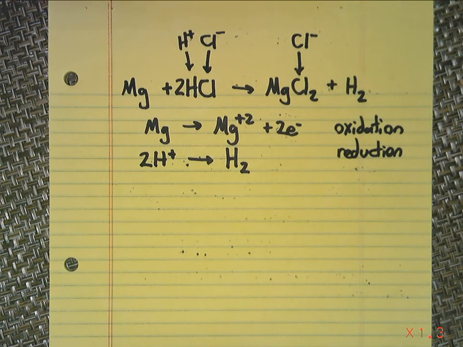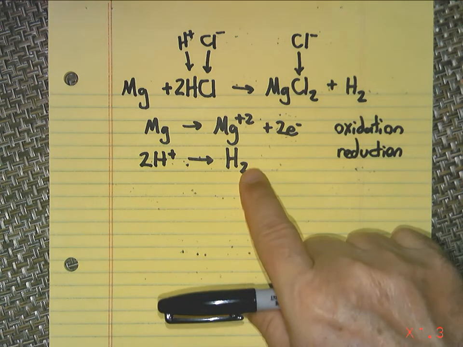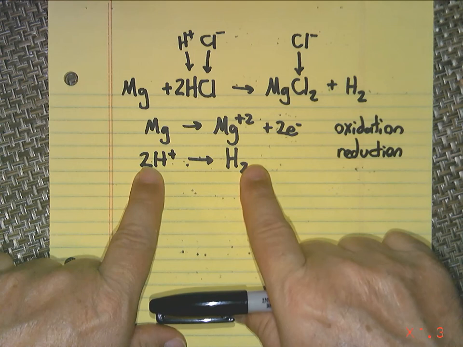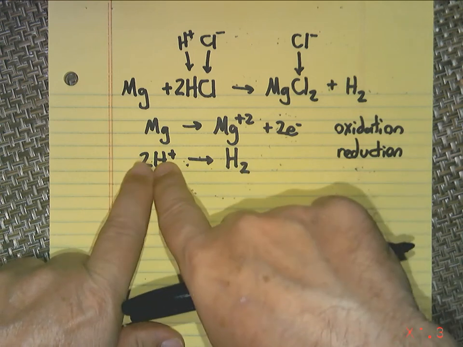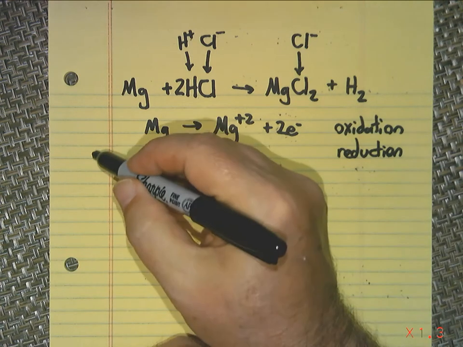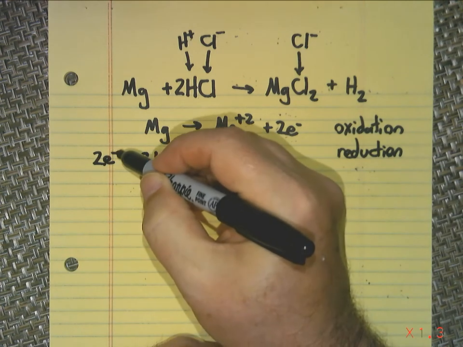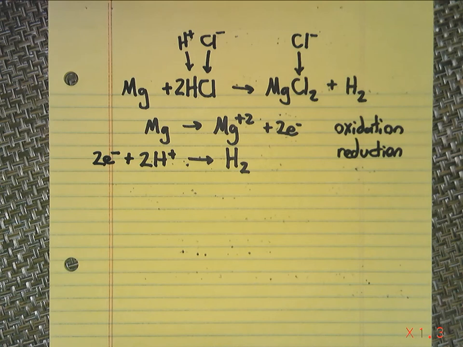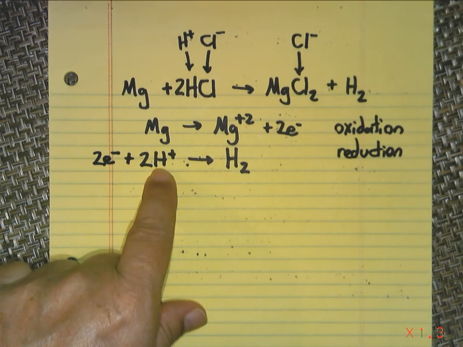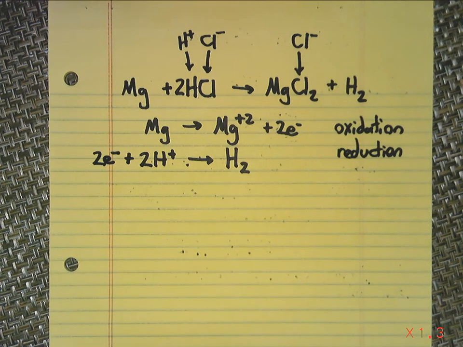Now where do I put the electrons in? With these reactions, the total charge on either side of the equation has to be the same. Here I have a total +2 charge. Here I have a 0 charge. What I have to do is put the electrons over here to balance the charge off. 2 electrons are absorbed by 2 hydrogen ions to produce an H2 molecule. This is the reduction reaction.